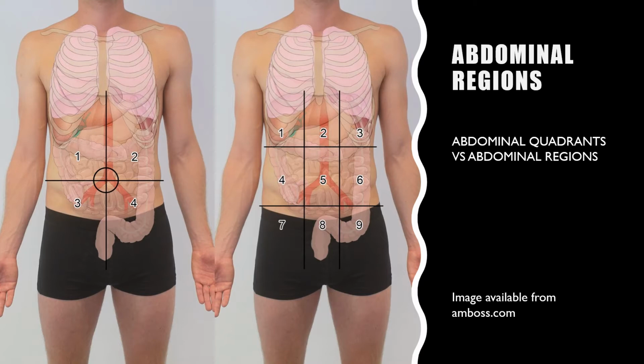On both left and right sides at the top, we have the hypochondrium, so under the ribs. And in the middle there, we have the epigastric region. Then moving on, 4 and 6 are our right and left flanks, with 5 being the periumbilical region. And then 7 and 9, we have our iliac regions, right and left. And then in the middle there, 8, we have the suprapubic region.